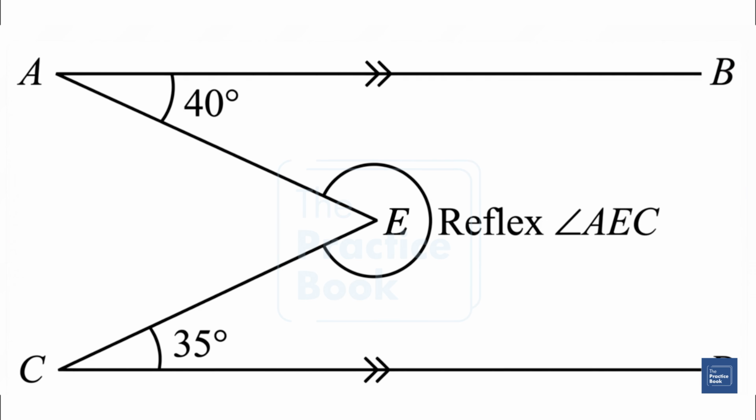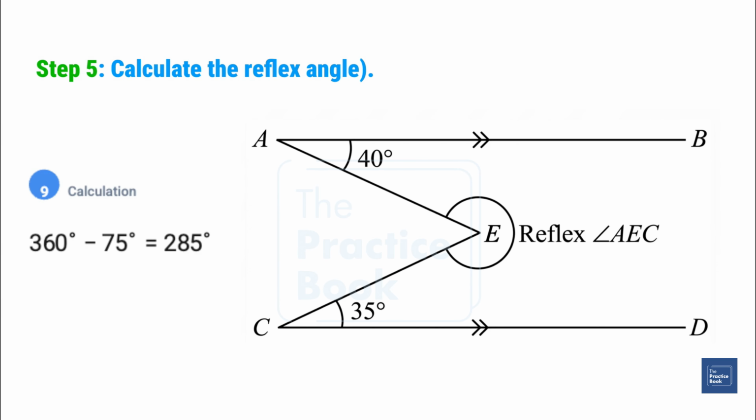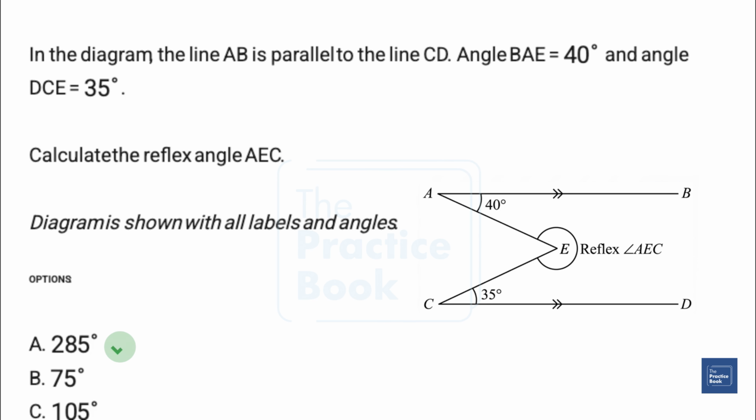Remember, all the angles around a single point add up to 360 degrees. So, to find our reflex angle, we just need to subtract the 75-degree angle we found from 360 degrees. Reflex angle AEC equals 360 minus 75, which is 285 degrees. And that's our final answer. Looking at the options, we can see the correct one is A.